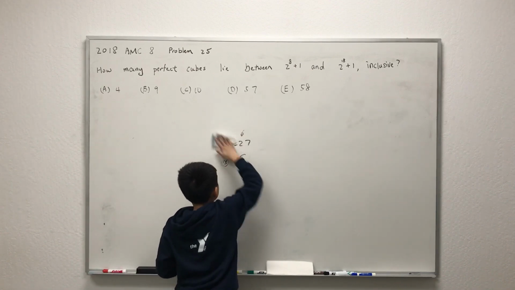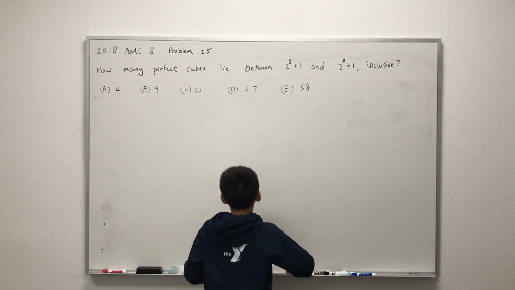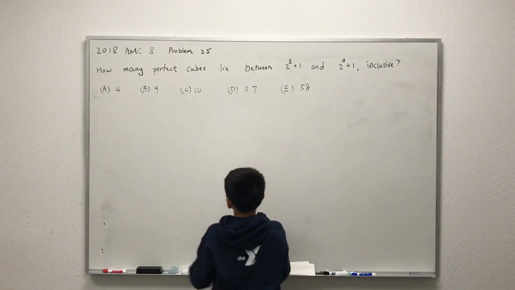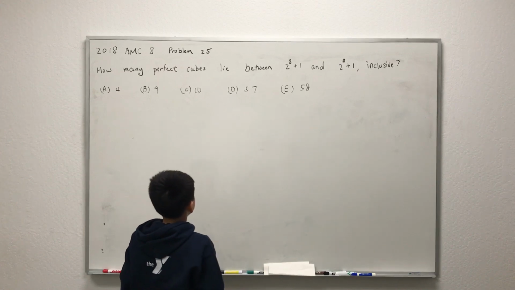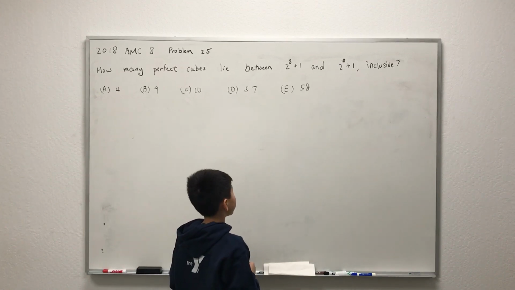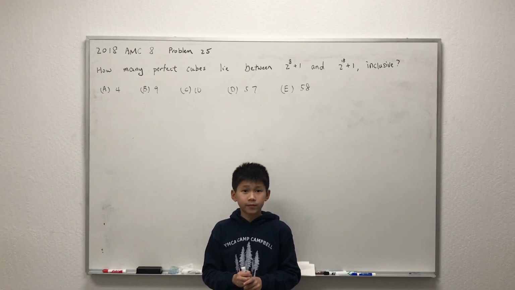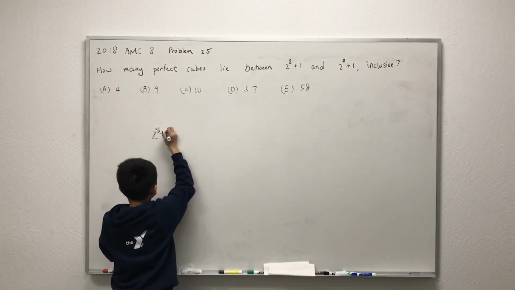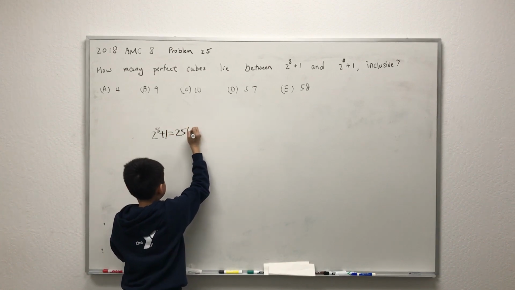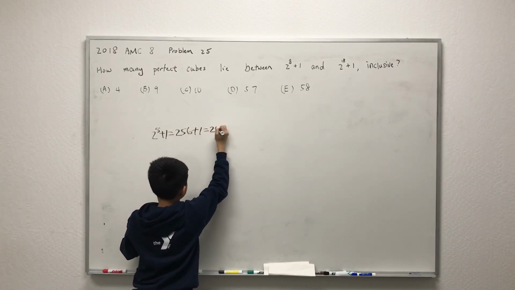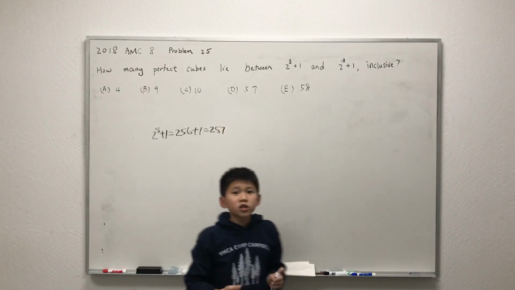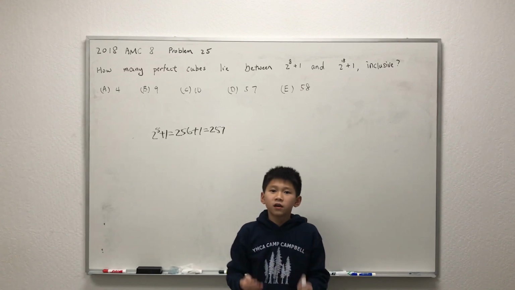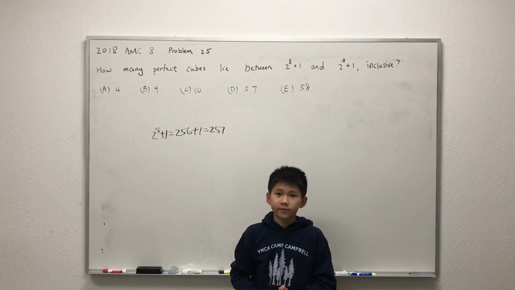So, now that we have reviewed the definition of a perfect cube, let's read the problem. It says, how many perfect cubes lie between the numbers 2 to the 8th plus 1 and 2 to the 18th plus 1 inclusive? Let's try to compute each of them. So, we know 2 to the 8th plus 1 is equal to 256 plus 1, which is equal to 257. It's a good idea to memorize the powers of 2, say up to 2 to the 10th, because they appear a lot in math competitions.